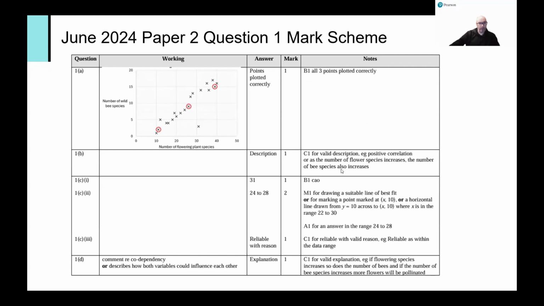Here's the mark scheme for that question. See that for part C2, they get a method mark if they draw a line of best fit, but also if they don't draw a line of best fit, they can get it for plotting a point or showing some other form of working out to get that method mark.